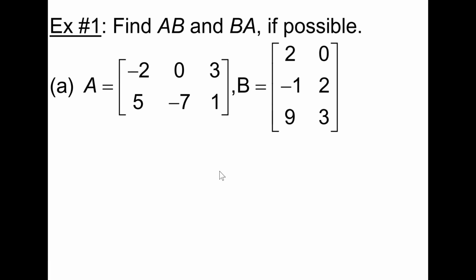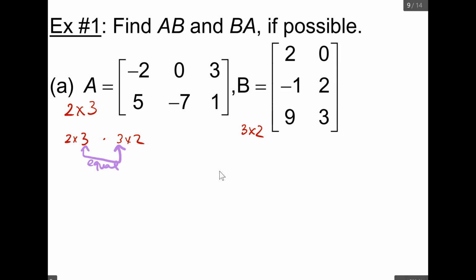Okay. Find AB and BA if possible. So let's do A times B first. Yeah, I hear you're confused. It's okay. We got this. Is A times B possible? What's the dimensions of A? 2 by 3. What's the dimensions of B? 3 by 2. So if I'm multiplying a 2 by 3 and a 3 by 2, is it possible to multiply them? Yes, because the inner dimensions have to be equal.